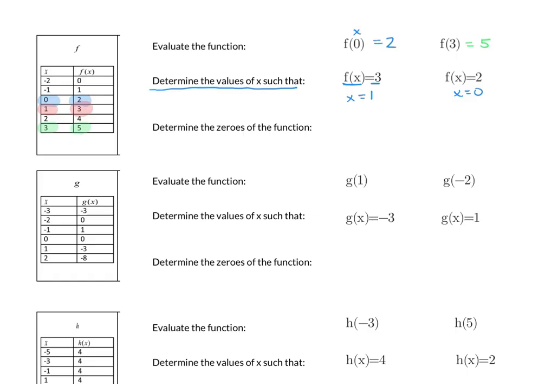All right, the last thing that we're going to look at in our tables is determine the zeros. Just to let you know, whenever you see this, we want to know when the function is equal to 0. So we're going to look for where f of x equals 0. Where are we going to look? We're looking in our f of x column. We get f of x is equal to 0 when x equals -2.